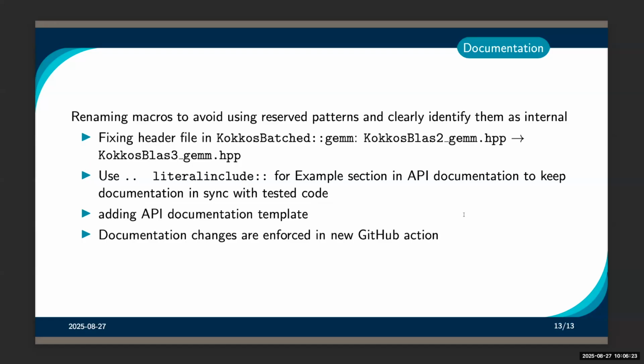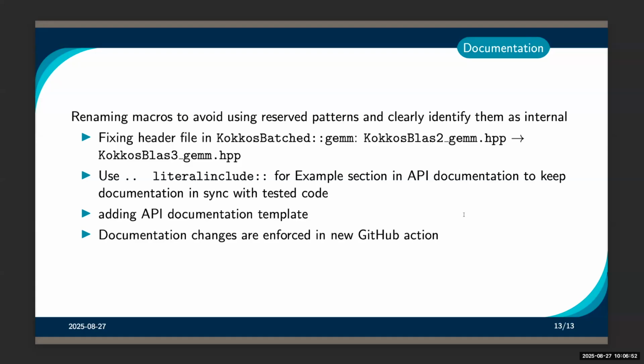And some documentation updates. We've fixed our header in the KokkosBatched gemm documentation. It's actually KokkosBlas, my bad, on the slide. It used to say BLAS2 gemm, which clearly is not the case. It's a BLAS3 kernel. We use the literalinclude now in our documentation for the example sections of the API, and that's to keep the documentation in sync with our tested code.